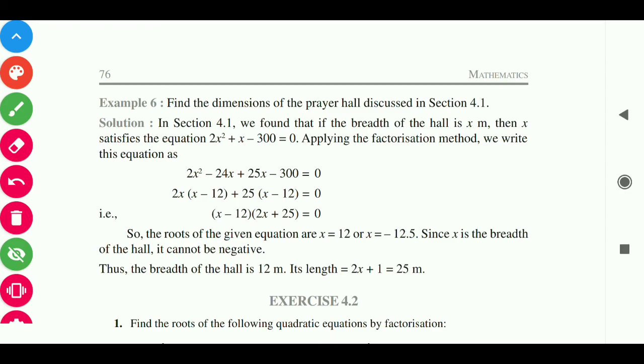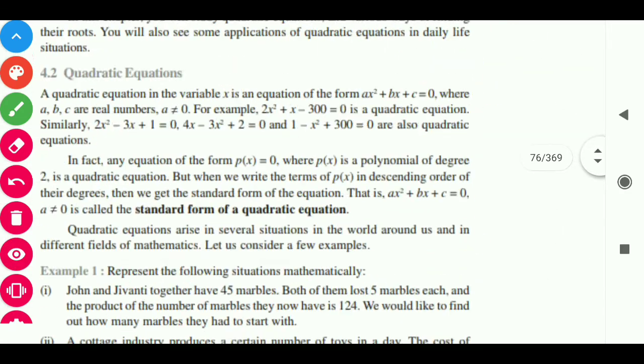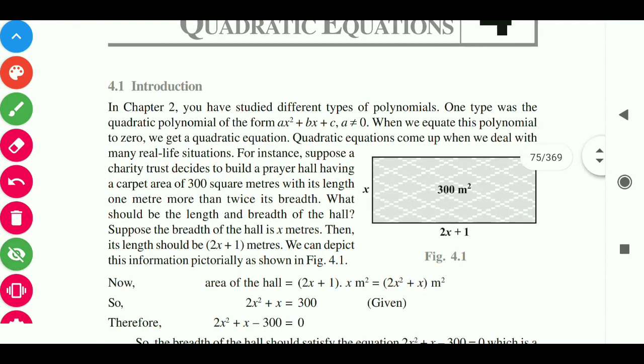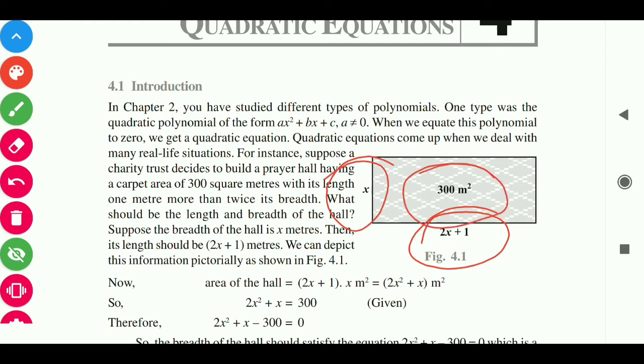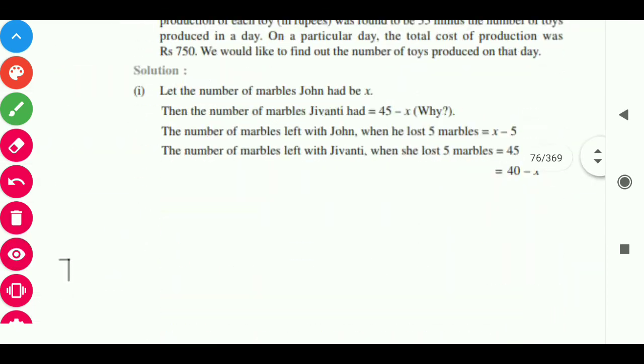Let's just go and have a look over there. This was section 4.1, where length was 2x plus 1 and breadth was x, and the area of the carpet was 300 meter square, and the quadratic equation we obtained was 2x square plus x minus 300 equals to 0. Let's remember it and come to our sixth sum.